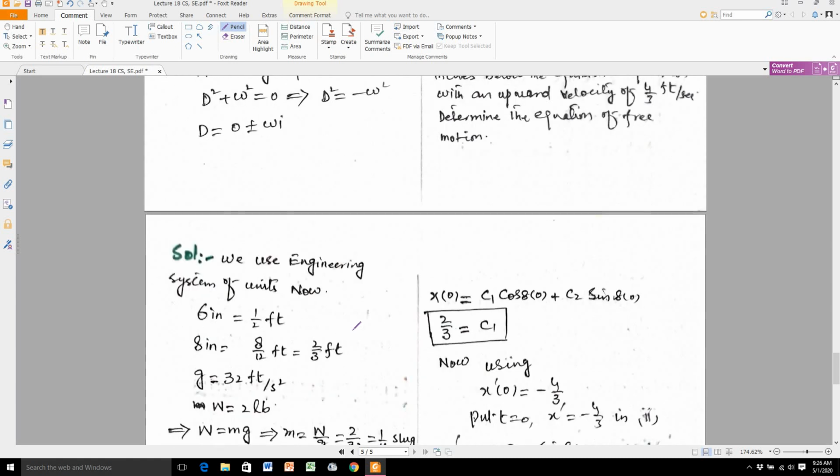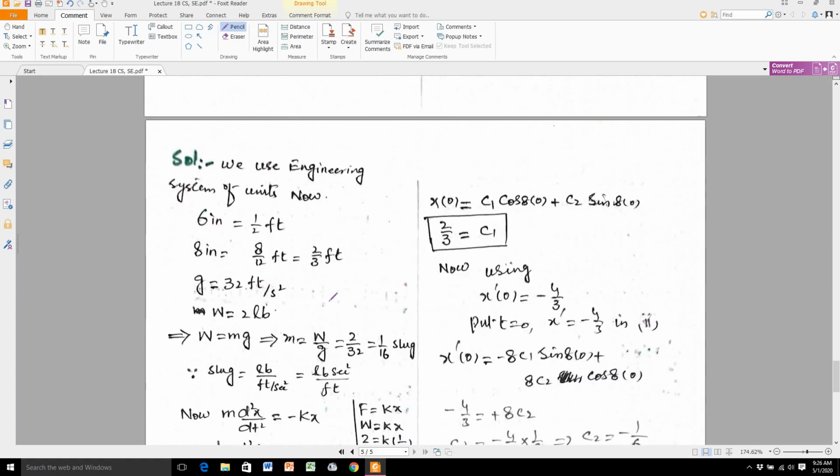Now you see here we use the engineering system of units. First we convert inches into feet. 6 inches, and you know that 1 inch is equal to 1 by 12 feet. When you substitute 1 over 12 in place of inch, you get 6 by 12 feet, which is equal to 1 by 2 feet. So 8 inches is equal to 8 by 12 feet, which is equal to 2 by 3 feet.